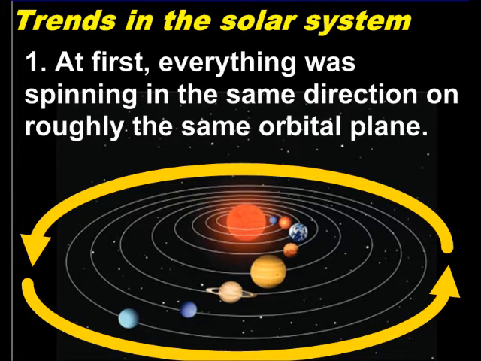Because of the way our solar system formed, there are a few trends that are important to notice. The first is that everything in our solar system at first was spinning in the same direction on roughly the same orbital plane. And you can see in this diagram, the distances here are very wrong, but the basic shape of our solar system is right, where everything is in roughly the same plane of orbit.